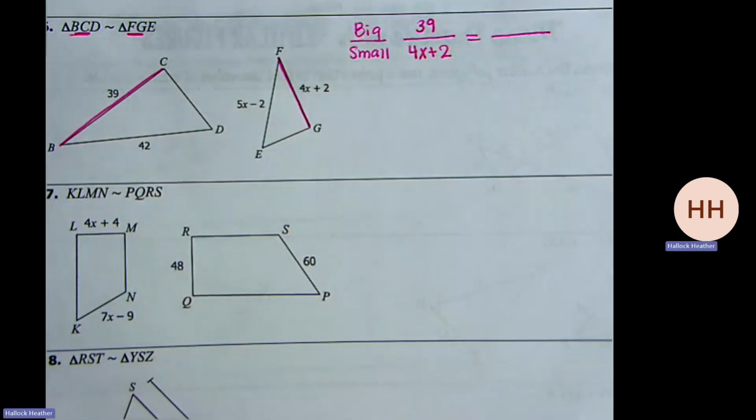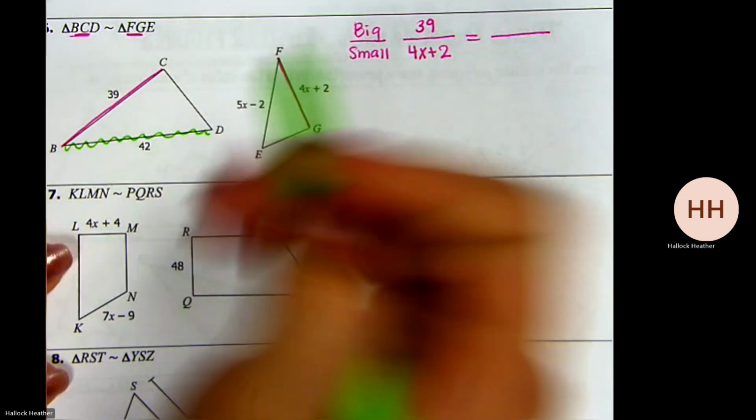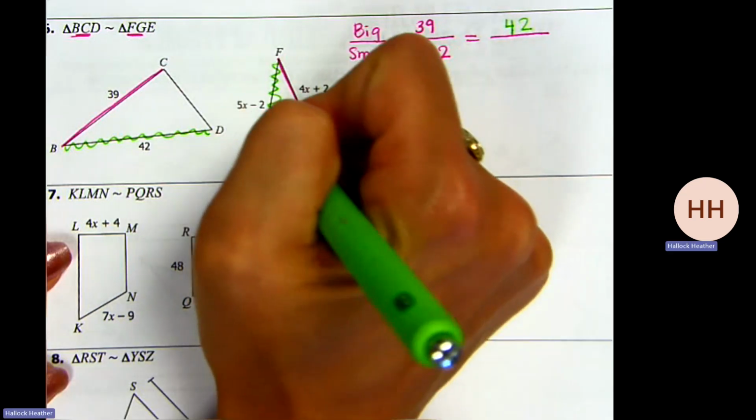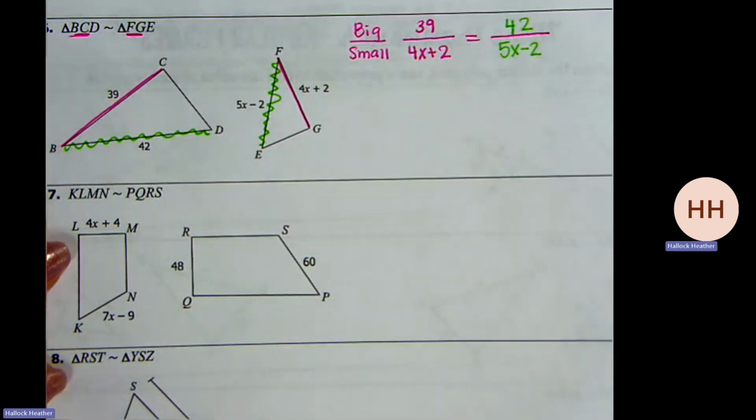And then on the big triangle, what have I not used yet? 42. So 42 is right here. So let's use process of elimination. Let's use our brains. What's 42 going to match with on the small triangle? Perfect. 5x minus 2. And then just like yesterday, we are going to cross multiply. So we'll actually go through this whole problem together, and then we'll set up 2 other proportions.